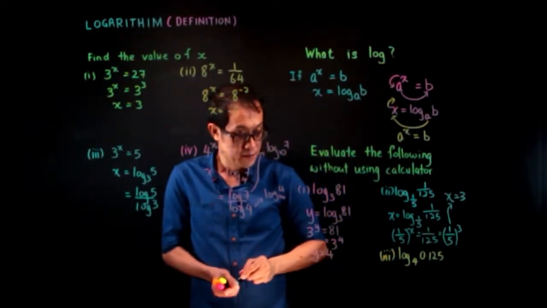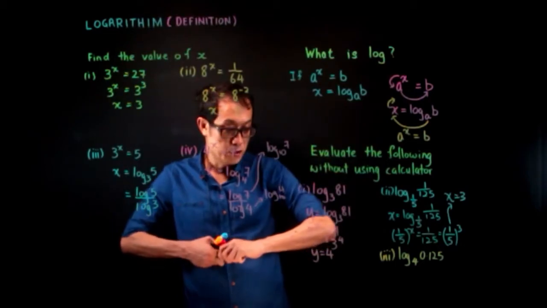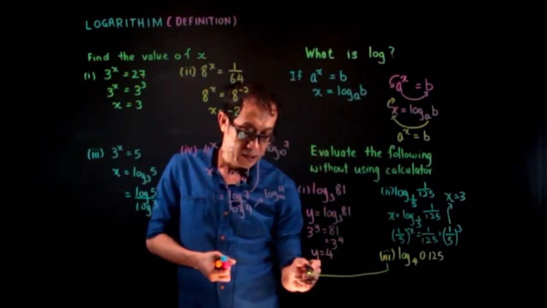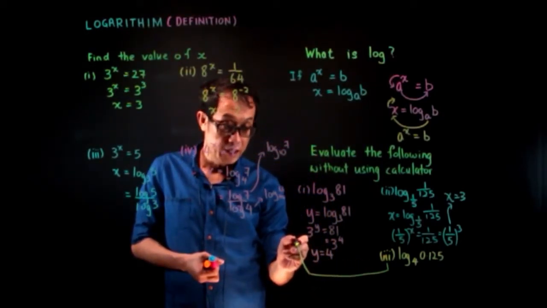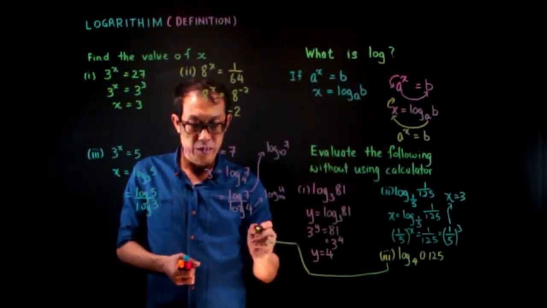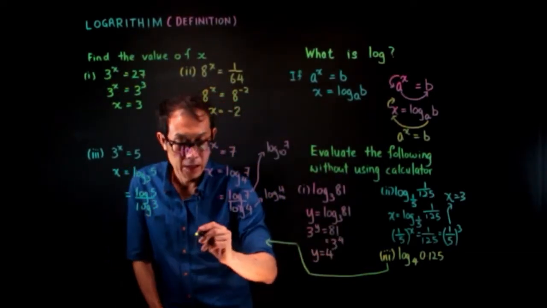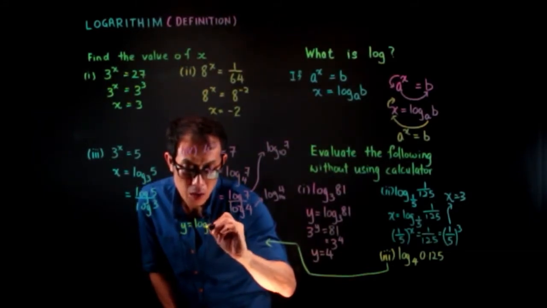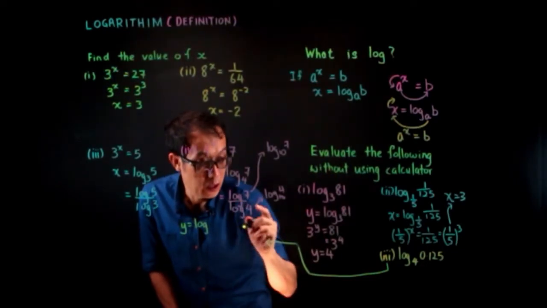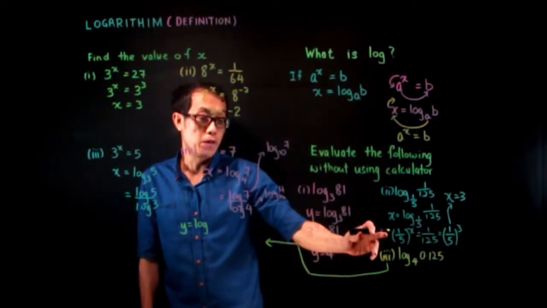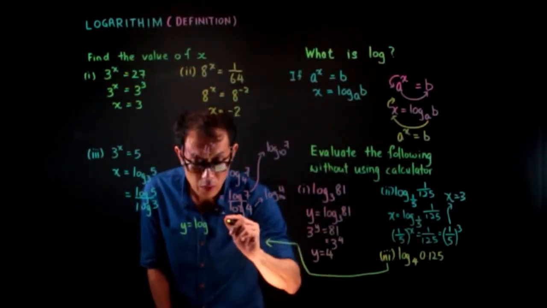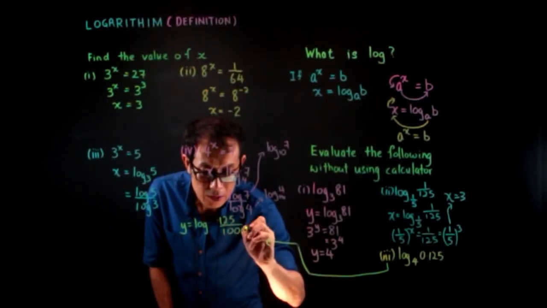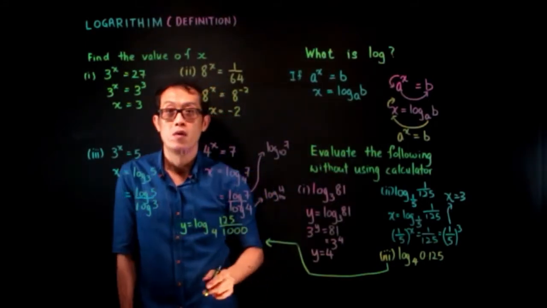Now how about this? This one looks a little bit intimidating, but it's not difficult, it's still quite easy. Due to space constraint, maybe I just do it over here. Now let y be equal to log 0.125 to base 4. It's easier to work with fractions, so I put 125 over 1,000.